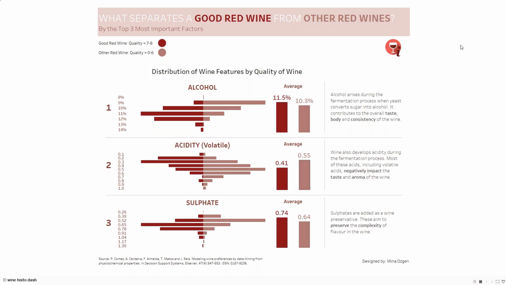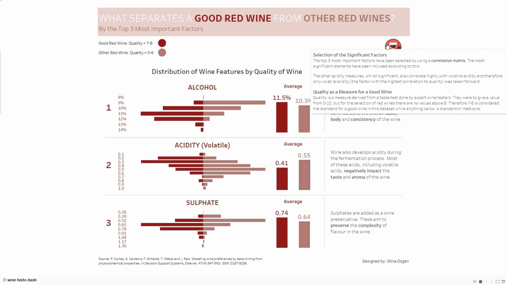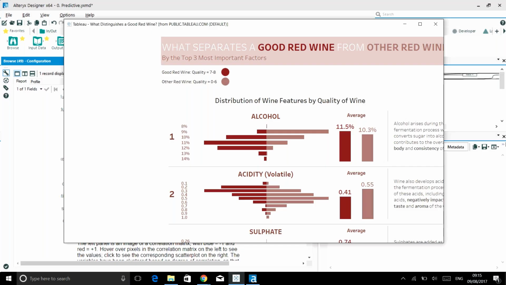So yeah, this chart shows the distribution of wines on each of the, let's say, percentages of alcohol or the measure of acidity or sulfate. So you can see that on the good wines, it tends towards high alcohol, high sulfate, and low acidity compared to other poor quality wines. Really interesting. Yeah. So that was really informative. I actually learned something from making a viz, which is sometimes rare these days. But yeah, I really enjoyed it.